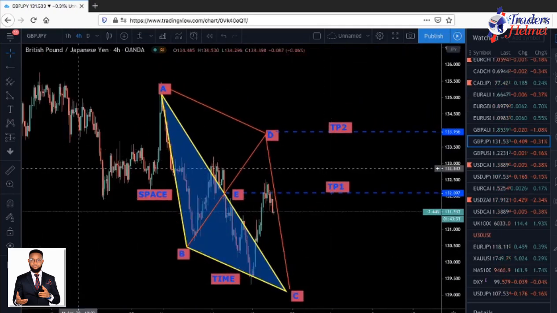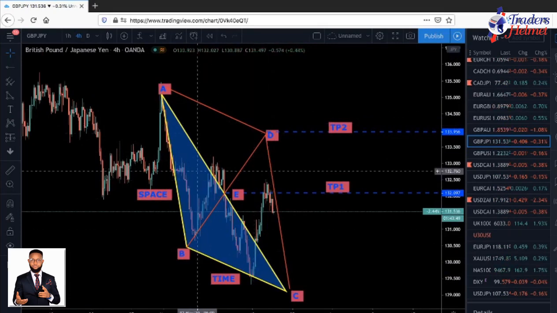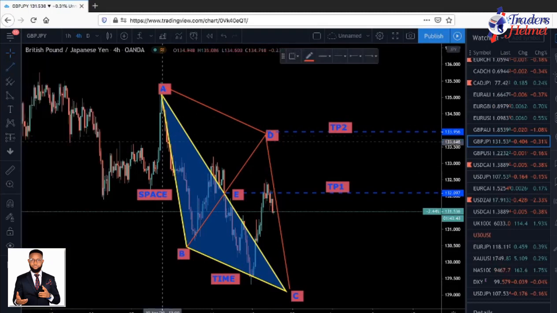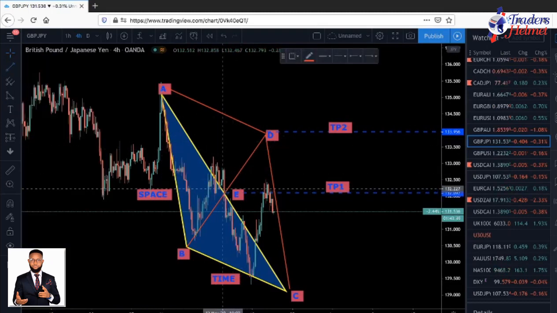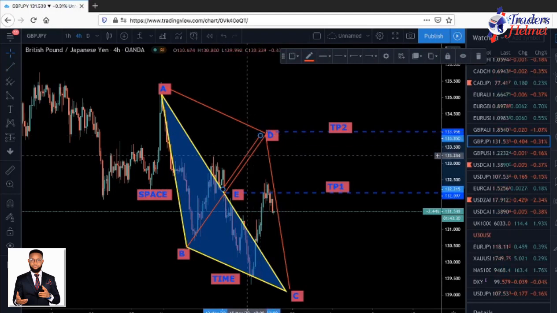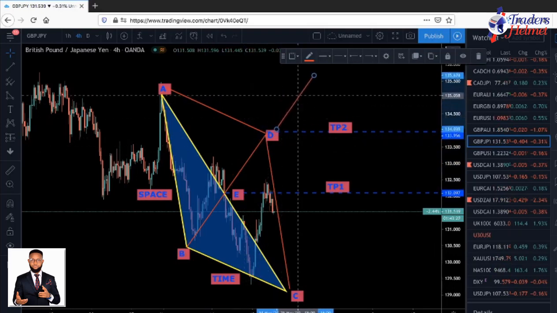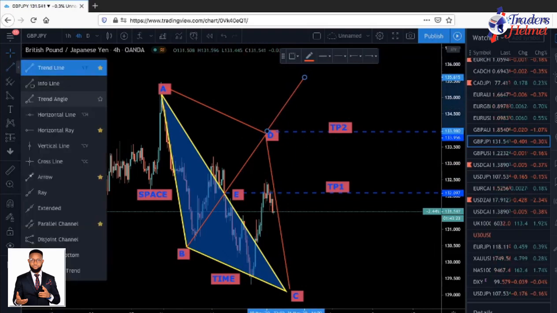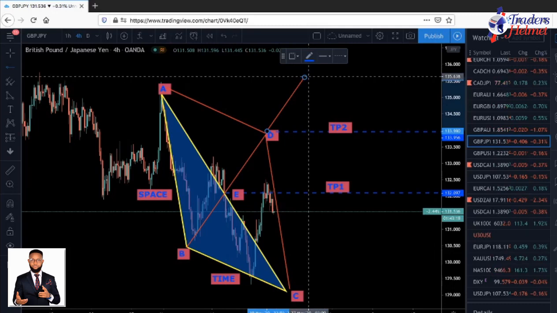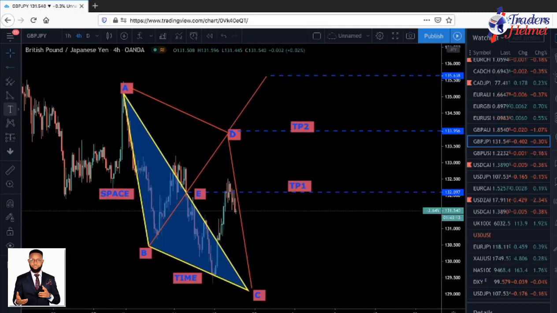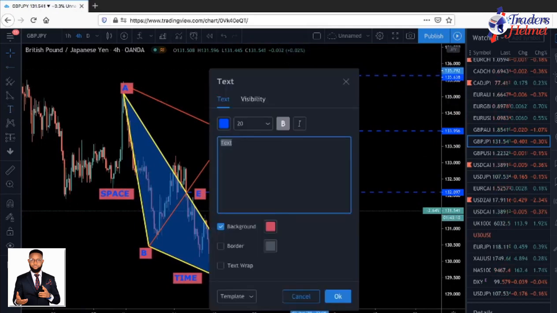TP3: you get a trend line and draw a line from point E to point D. Point E to point D is our TP3. So you get another horizontal line, you drop it here, and that's our TP3.